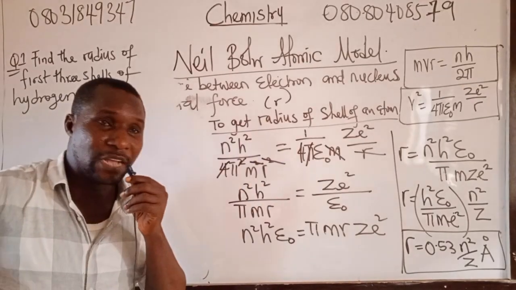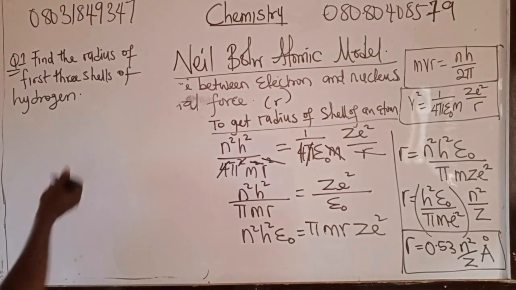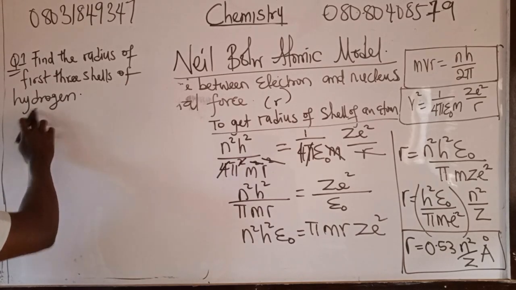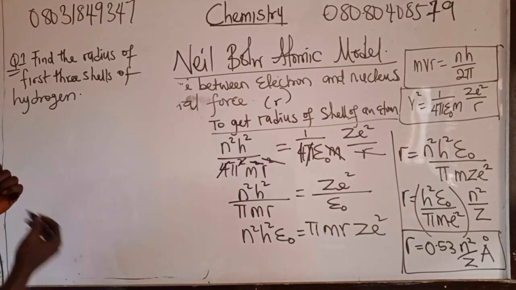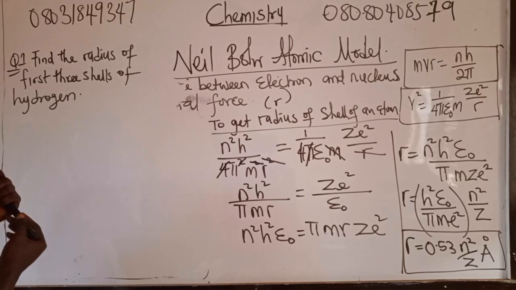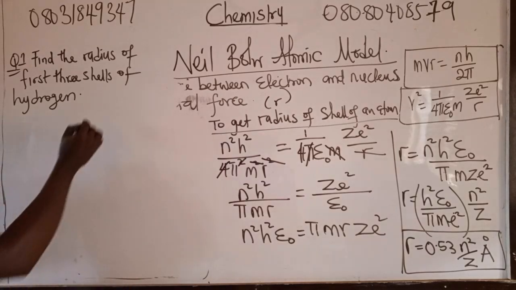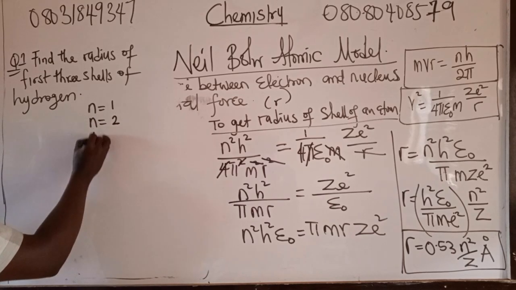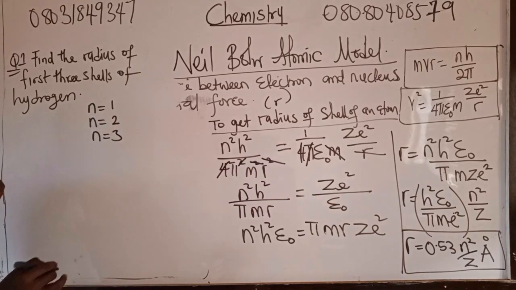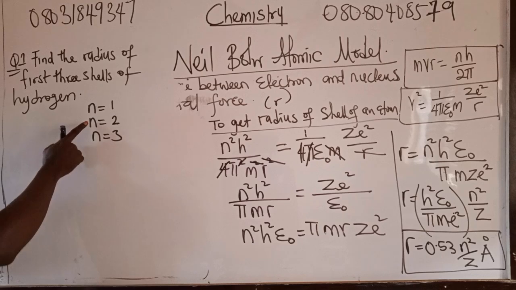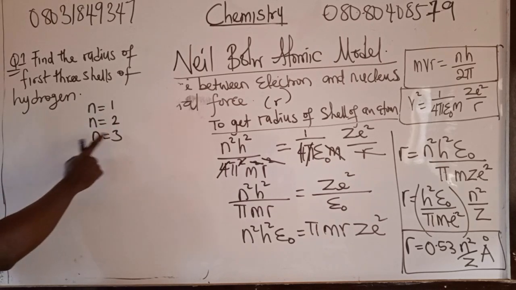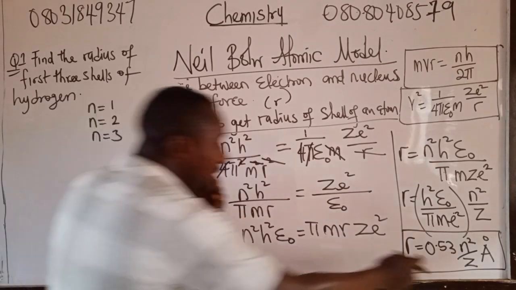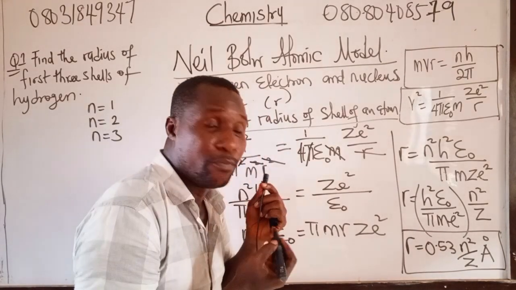Let us do a question on this. The question says, find the radius of the first 3 shells of the hydrogen atom. First 3 shells means when n equals 1, when n equals 2, when n equals 3. When n equals 1, we find the radius. When n equals 2, we find the radius. When n equals 3, we find the radius. And we know that Z means the atomic number, the number of protons.